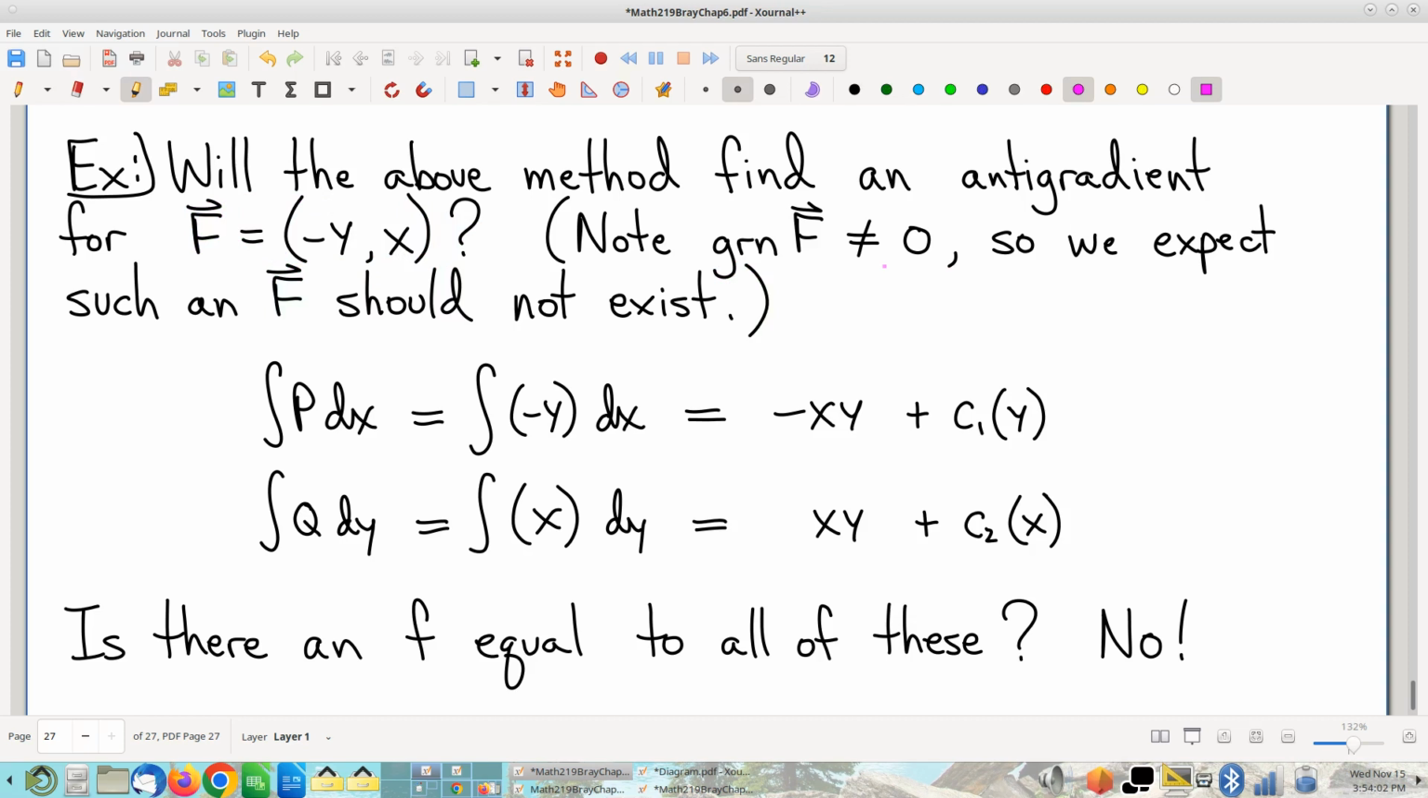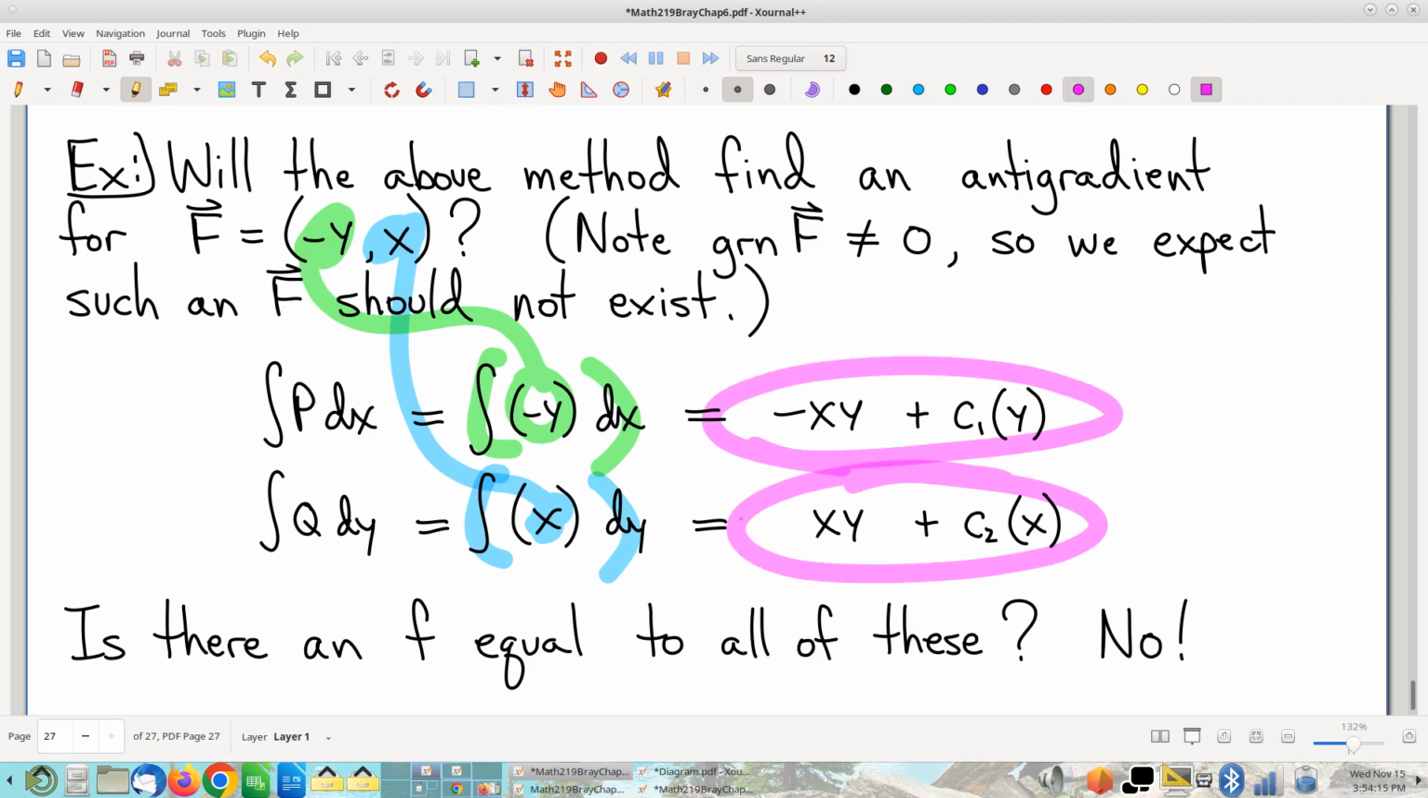Let's see how the game plays out. First coordinate, take the x antipartial. Second coordinate, y antipartial. Don't forget about your constants. Right? This thing here can be anything that has no x's in it, so this could be any function of y. This could be anything that has no y's in it, so any function of x. The game begins.